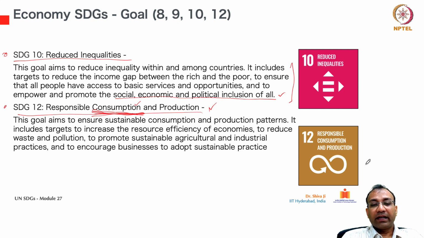This goal aims to ensure sustainable consumption and production patterns. It includes targets to increase the resource efficiency of economies, to reduce waste and pollution, to promote sustainable agricultural and industrial practices, and to encourage businesses to adopt sustainable practice. Right? So you can see over here the overall purpose is to help businesses grow and adopt sustainable practices.